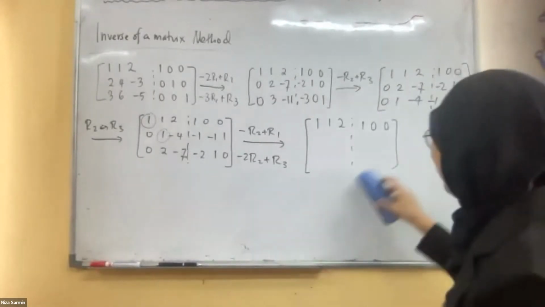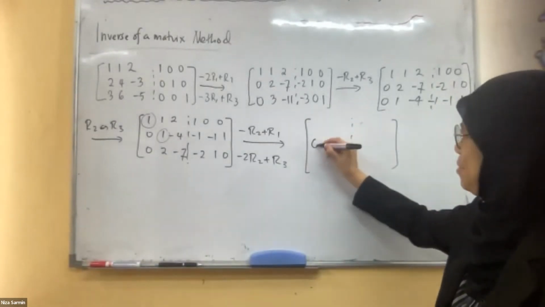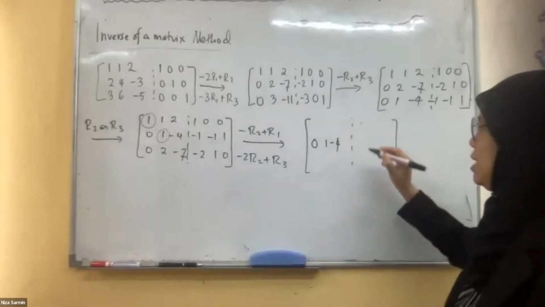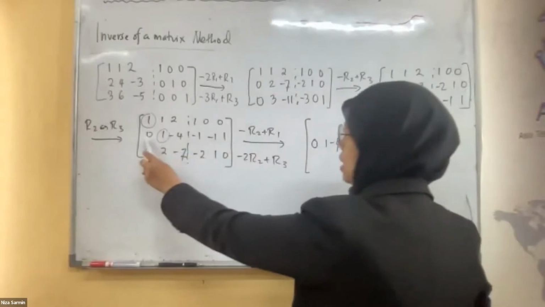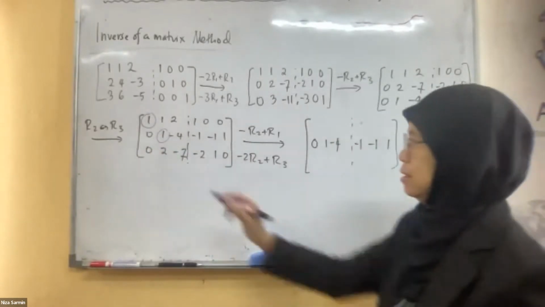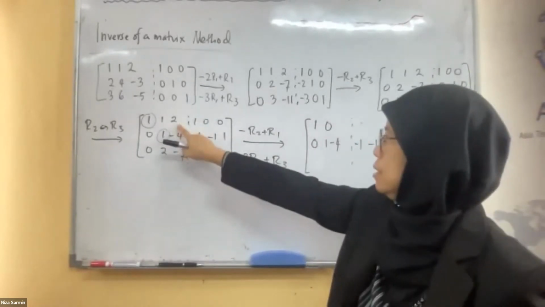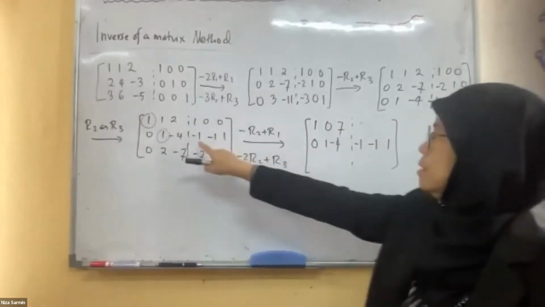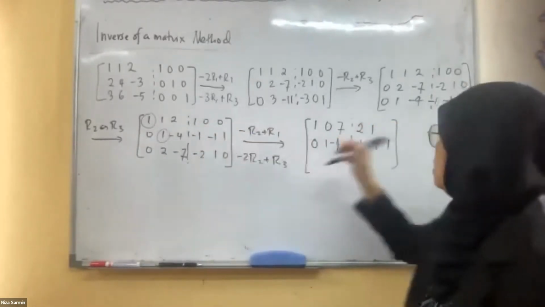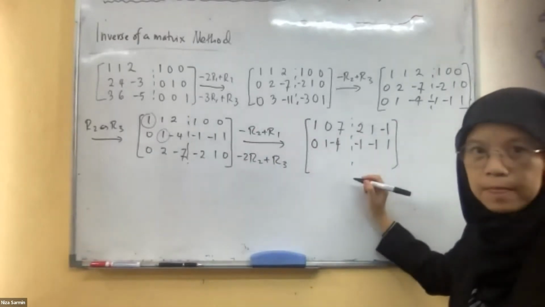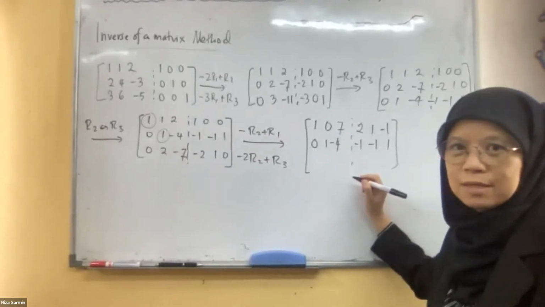Okay, I copy this one: 0, 1, negative 4, negative 1, negative 1, 1. Now negative row 2 plus row 1. Negative this plus this. Okay, this won't change that. 1, 0, 6, 2, 1, negative 1. Okay. You get the same thing?